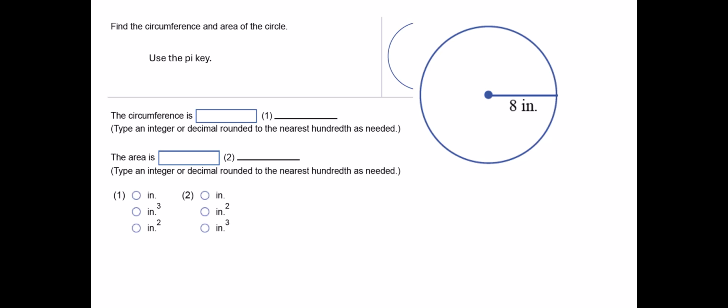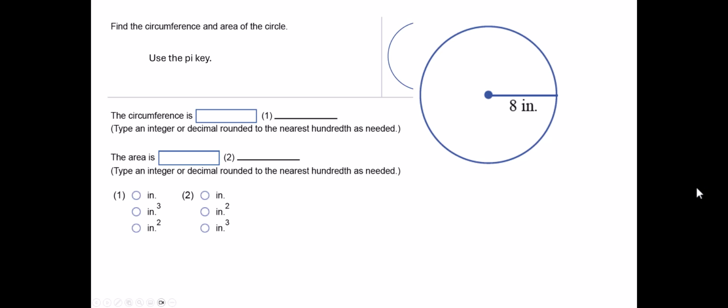Find the circumference and area of the circle. Use the pi key for this one. Now in your homework, it'll just say, find the circumference and area of the circle. If it doesn't tell you to use pi equals 3.14, you don't want to do that. Sorry about this messed up circle here. I just wanted to make it bigger for us.